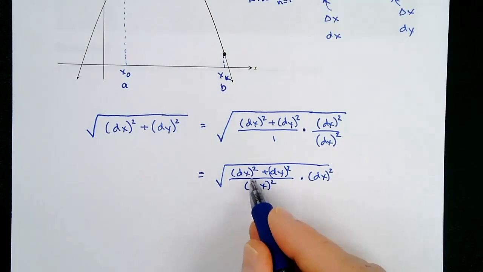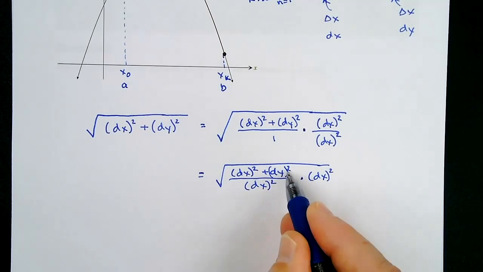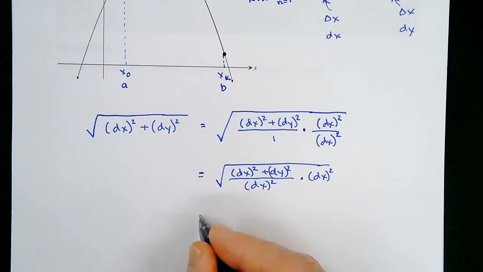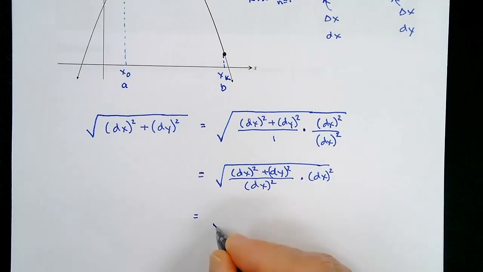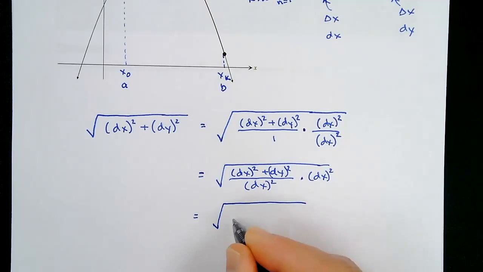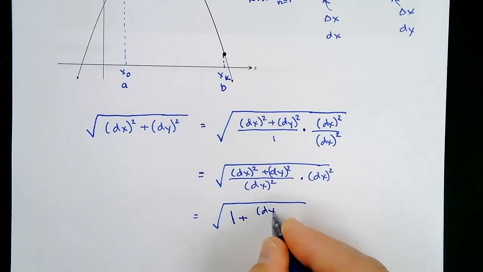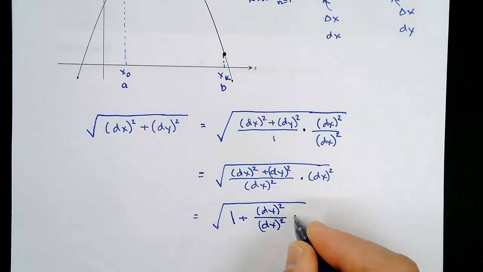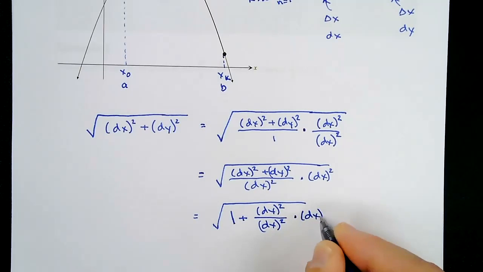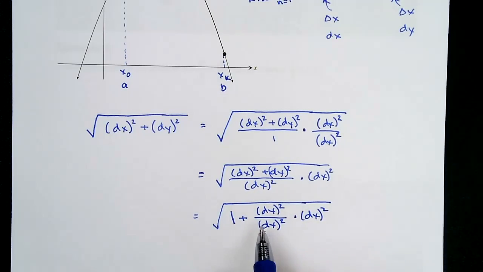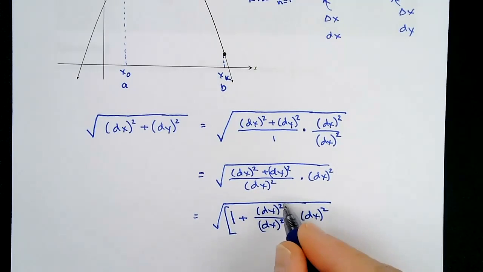Now, what I can do with this would be dx squared over dx squared plus dy squared over dx squared. So that becomes the square root of 1 plus dy squared over dx squared, times dx squared. And I should put a bracket around this whole entire thing, okay? Because I really want to multiply this by this whole thing, right?